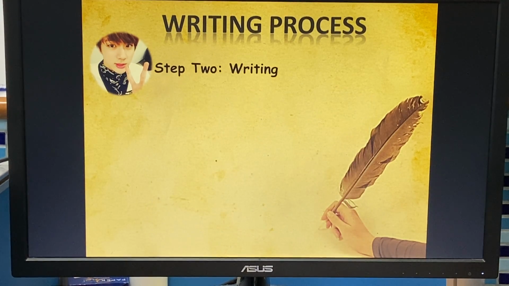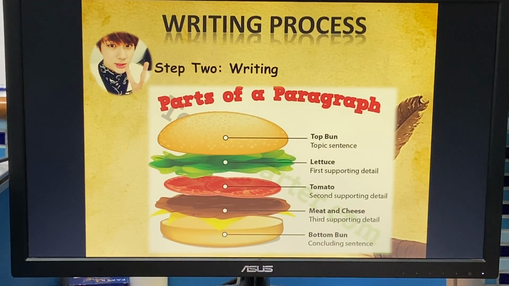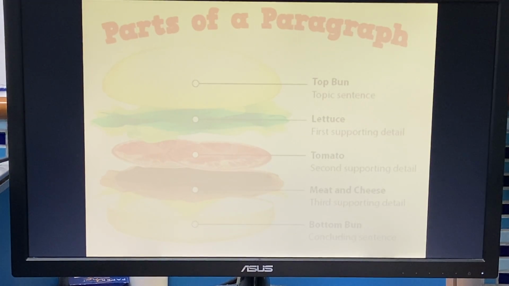Okay, to be more detailed, let's take a look at this. The topic sentence is like the top bun. 就是你写的第一个句子叫 topic sentence. There are 3 layers of the hamburger. 下面3层就是 supporting details. First, second, third. The concluding sentence is like the bottom bun. 最后要有一个结尾结论 Okay, so this is the part of a paragraph. Okay, now let's start writing.